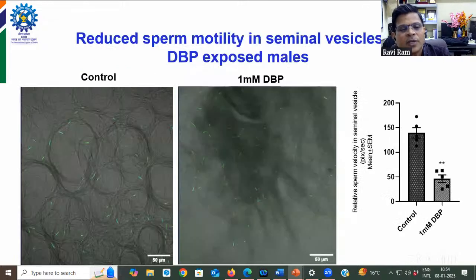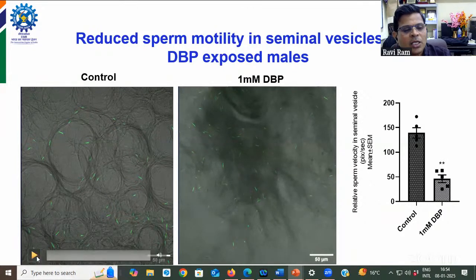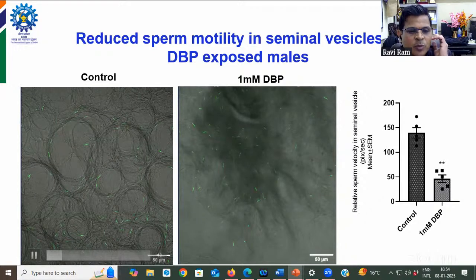And the next thing that we asked is, okay, production is fine or a little reduced. What is happening to the motility of the sperm? If you can see here, let me see if it moves. Yeah. Can you see that sperm are moving here?